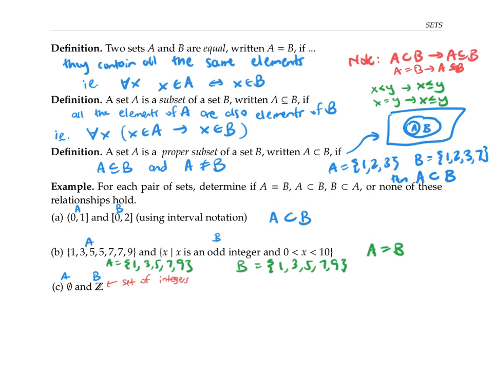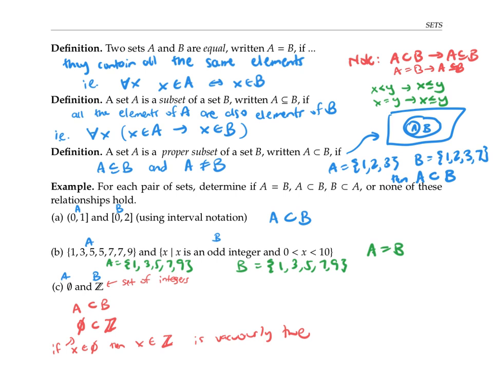In the third example, A is a subset of B. In other words, the empty set is a subset of the set of integers. That's because the if-then statement "if an element x is in the empty set, then x is in the set of integers" is vacuously true, because there are no x's in the empty set. So in this if-then statement, the premise is false, and so the if-then is true.